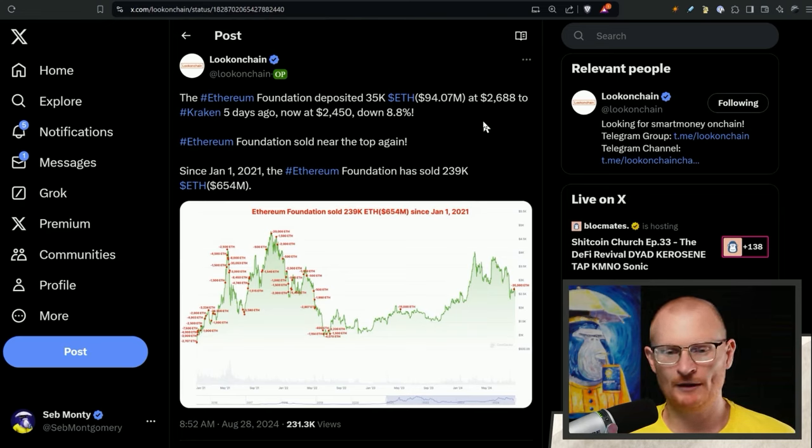They have sold about $654 million of ETH since 2021, which is decent. It can be absorbed, but that's fine. It's decent. And they just sold a local top just recently, and then it fell 8.8%. Now, I don't know what Solana's doing, so I can't compare.